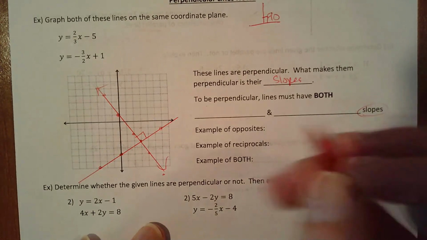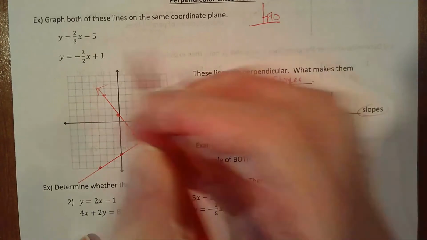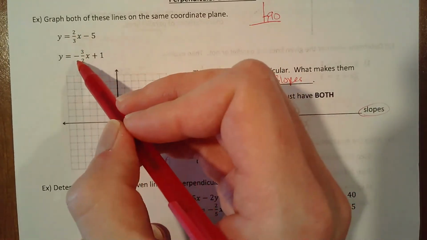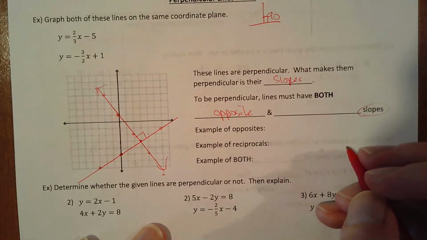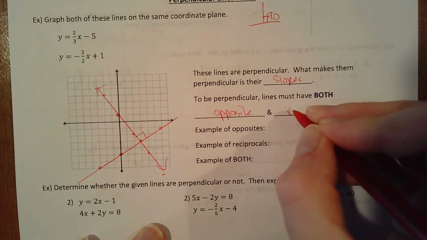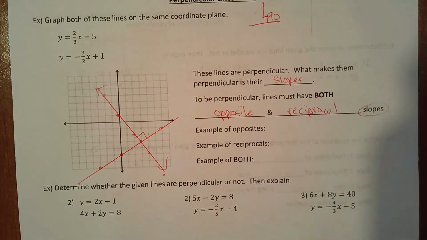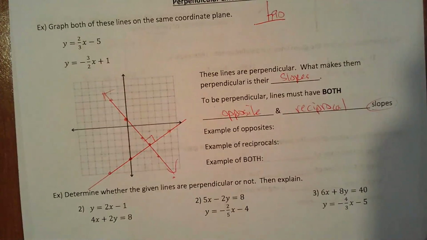The slopes are opposite, because look, one's positive, one's negative. So positive 2/3, negative 3/2, positive, negative. So they're opposites, and they're reciprocal. If you remember, reciprocal means flip it over. 2/3, flip it over, 3/2. So they're opposite and reciprocal.